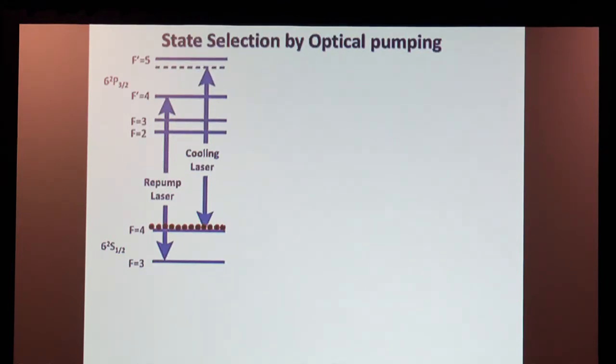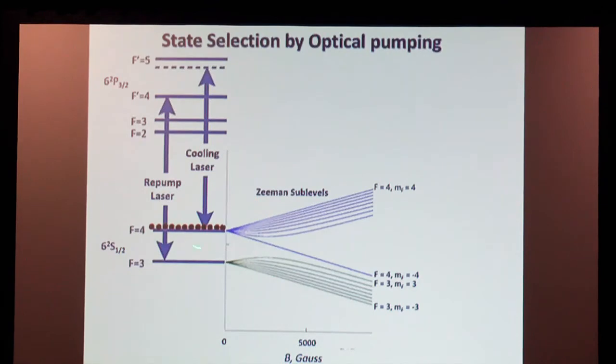But this is not yet complete, because we know the atoms have to go through a DC magnetic field, and when that happens, each one of these states is further subdivided into Zeeman sublevels, and there's a whole host of them. There are 9 here and 7 states here, and the atoms in F equal to 4 are distributed among these 9 sublevels. And we are interested in our clock transition, which is only F equal to 4, MF equal to 0 to F equal to 3, MF equal to 0. That is our clock transition.